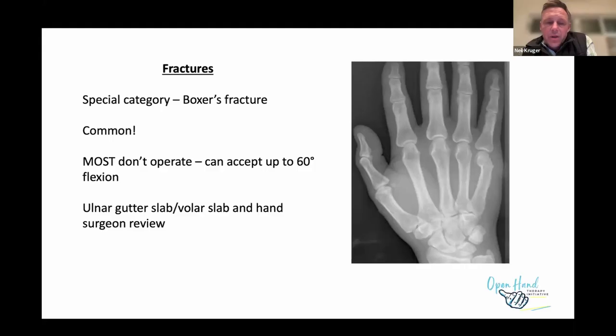Most can heal with an ulnar gutter slab or a volar slab, and basically you need to assess them for any intra-articular extension if they are an open fracture, or alternatively, if they really have a significant lag at approximately a week or two, then they may need to be fixed.